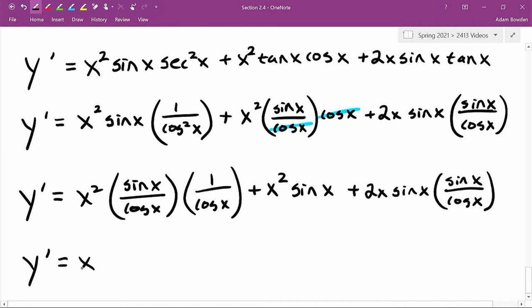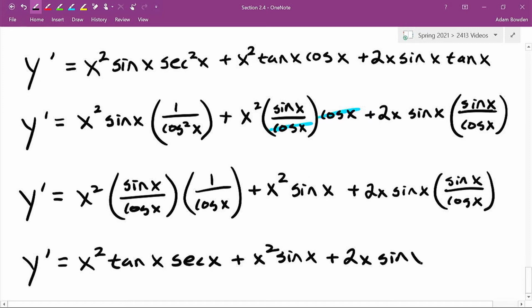So at the end here, we can write this as x squared tangent x secant x plus x squared sine x plus 2x sine x tangent x.